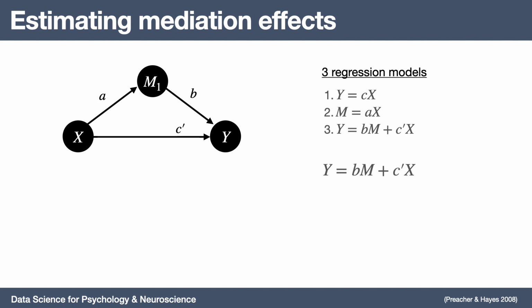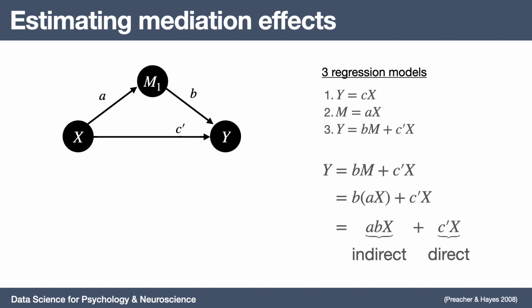Basically, what this is saying, if you start with equation number 3, is that Y can be described by the influence of two factors, M and X. But thanks to equation 2, we can rewrite M as AX. So that gives me A times B times X as my indirect pathway, and C prime is my direct pathway. It's just a way of rewriting the three equations above. But that combined indirect pathway effect can be described solely by X, so long as you have a good and accurate estimate of how X influences M. Now, for a mediation analysis, the null hypothesis is going to be that A times B equals 0.